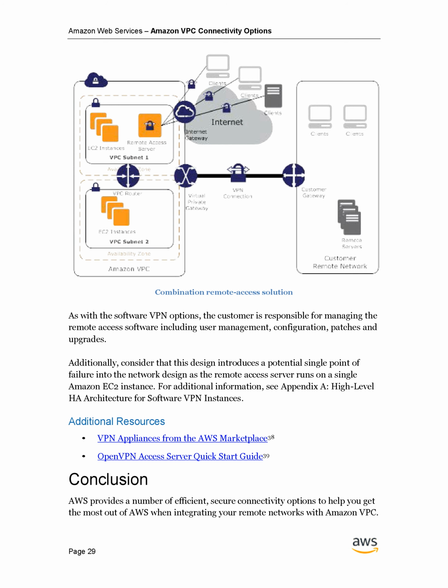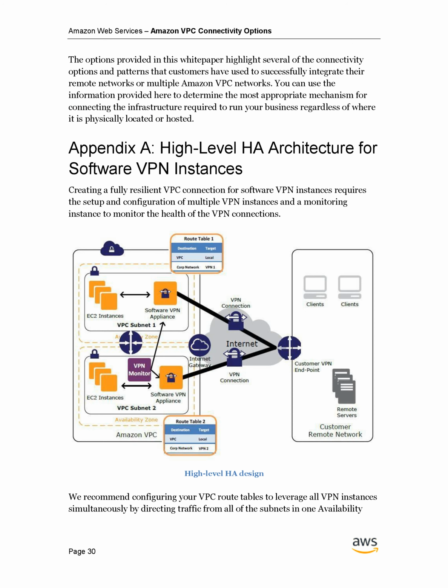Conclusion. AWS provides a number of efficient, secure connectivity options to help you get the most out of AWS when integrating your remote networks with Amazon VPC. The options provided in this white paper highlight several of the connectivity options and patterns that customers have used to successfully integrate their remote networks or multiple Amazon VPC networks. You can use the information provided here to determine the most appropriate mechanism for connecting the infrastructure required to run your business regardless of where it is physically located or hosted.